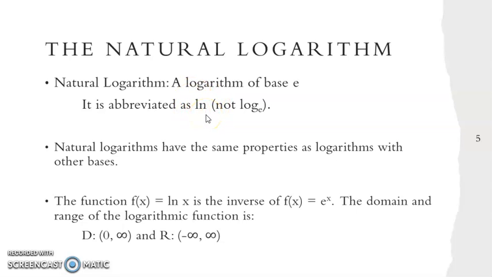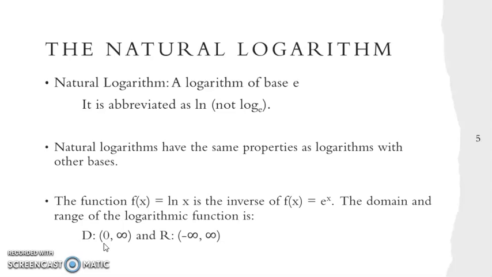Now, natural logarithms have the same properties as logarithms with other bases. So the product property, quotient property, power property, and a lot of those other inverse properties will work with this. So just like with regular logarithms, this is an inverse function for e to the x. So natural log x is the inverse of e to the x. Domain and range of this logarithmic function is that our x values have to be greater than 0. Our range is all real numbers.